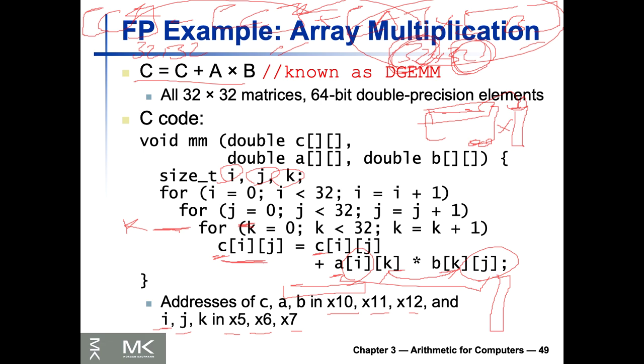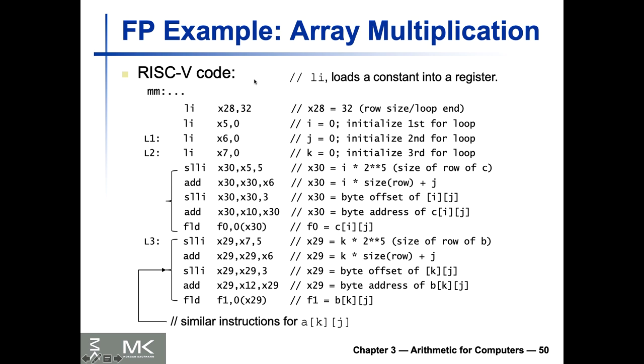All right, so let's have a look at this. In order to make some of the instructions easier, we define an LI here. LI stands for load immediate, which loads a constant into a register, right? So first we have four LIs. The procedure starts with loading the termination value of 32 into a temporary register, okay? And then we initialize the three for loop variables, okay, which are these.